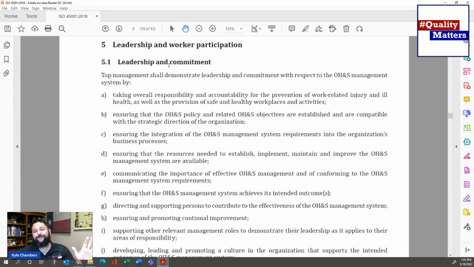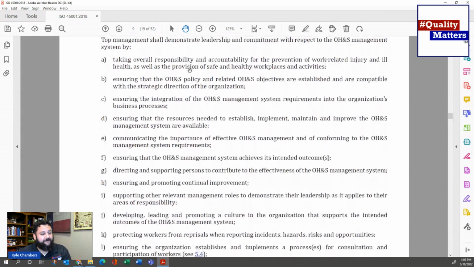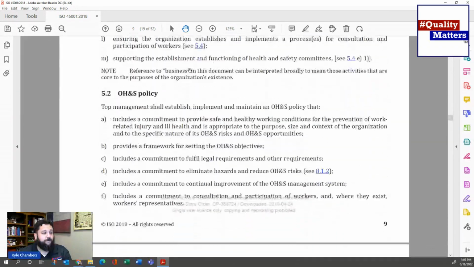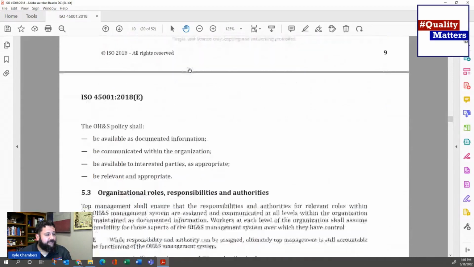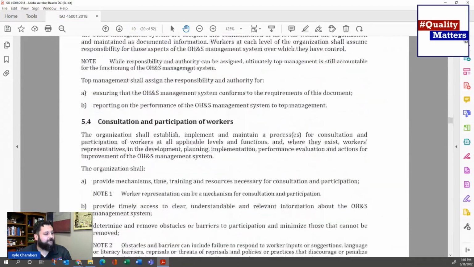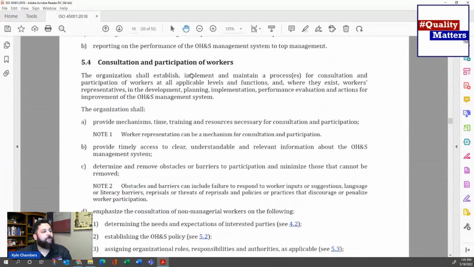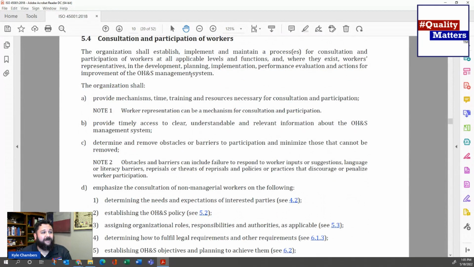Now, something else we could talk about for a long time, probably will in the future, but we're going to skip past a little bit of leadership and commitment at the moment. We're going to skip past the OHS policy. Not saying they're not important, just not what we're talking about today. And we're going to come down here to 5.4, consultation and participation of workers.